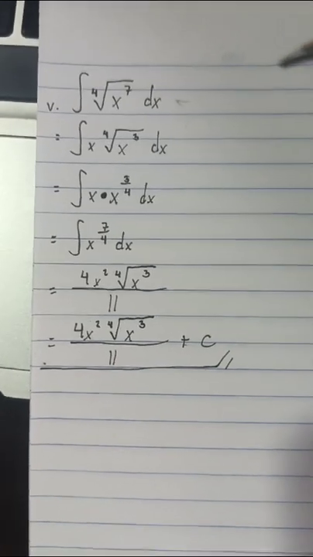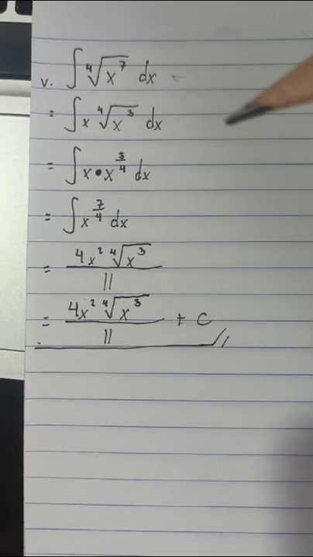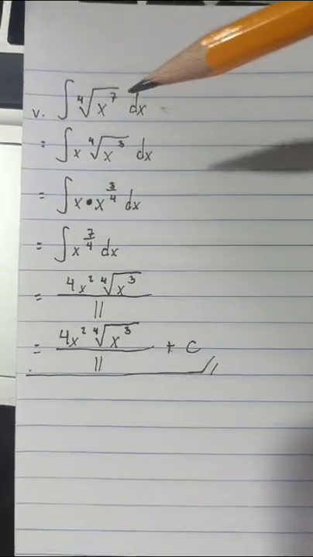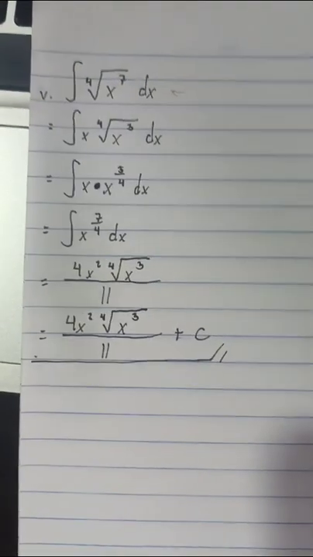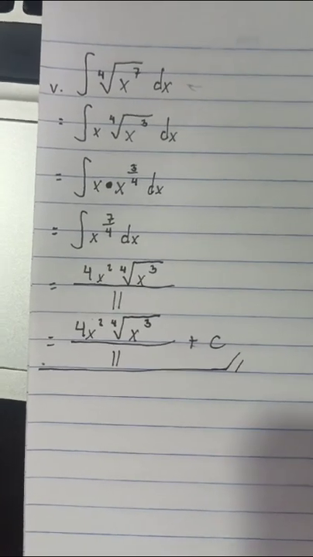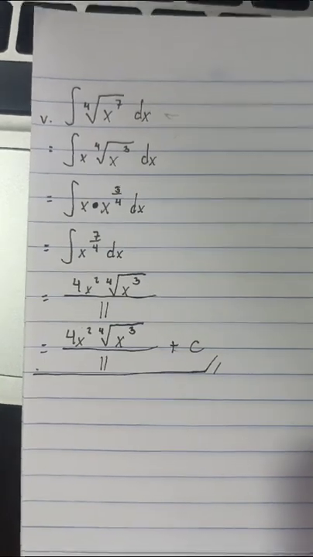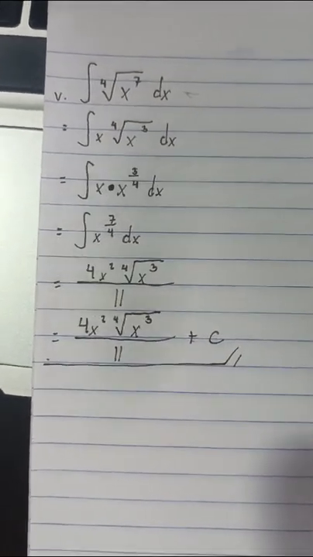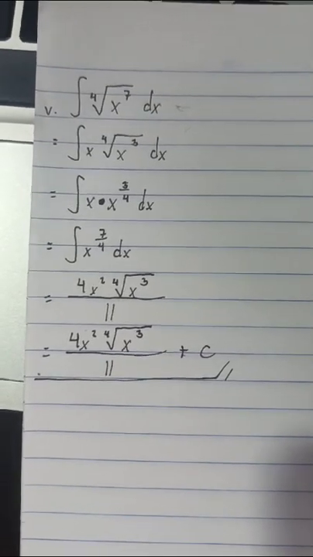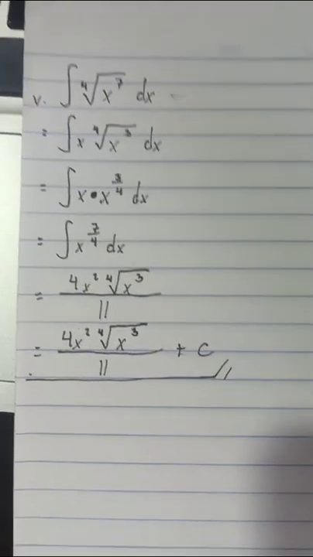As you can see, we calculated the product, and then next we've used the integral of x raised to n dx equals x raised to n plus 1 over n plus 1, where n is not equal to negative 1, to evaluate the integral. And then now we can get the final answer, which is 4 times x squared times the fourth root of x cubed over 11 plus c.